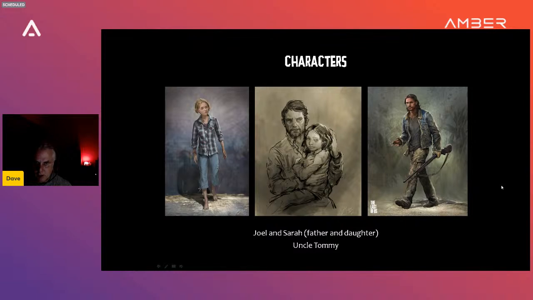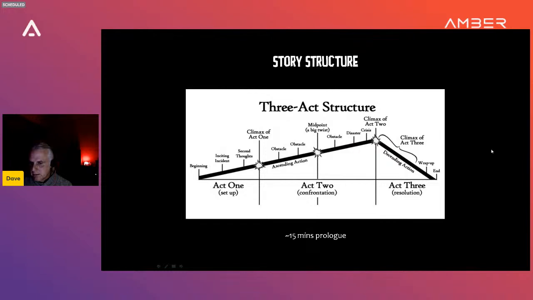Probably got some concept art from our lovely concept artists here. So we've got pictures of Sarah and Joel and Uncle Tommy. These are our characters that we get to play with. Off you go. Design away. 50-minute prologue. Okay, I don't know where you guys are with story structure.